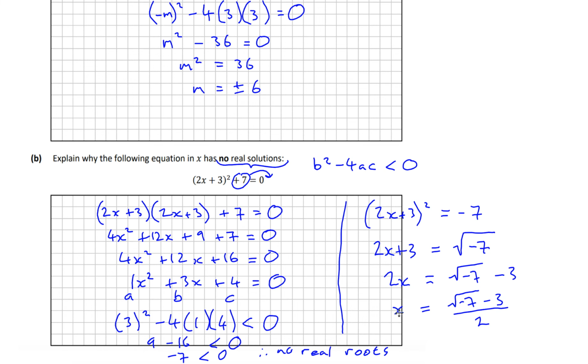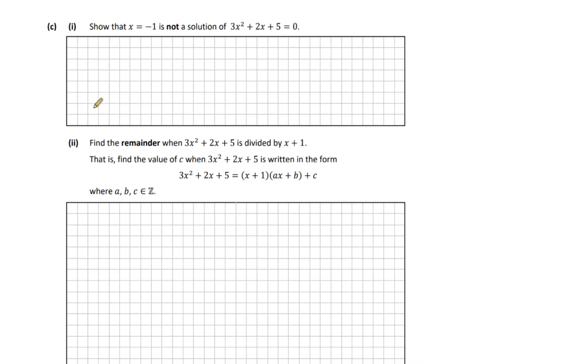So x will be root of minus 7 minus 3, over 2. Okay, and if x is equal to this, well, the square root of minus 7, if you try that in your calculator, you get an error. That's because the square root of minus 7 is not a real number. Now, it's a complex number, which you may or may not have done, but it's not real. So we just say no real roots again. Slightly quicker way to do it, I think, that way. But it's good to recap that no real solutions is when the discriminant is less than 0. Okay, moving on then to part C.